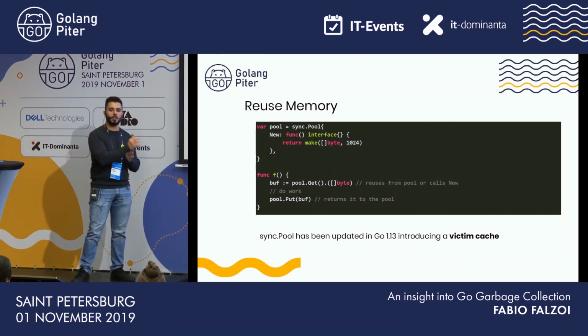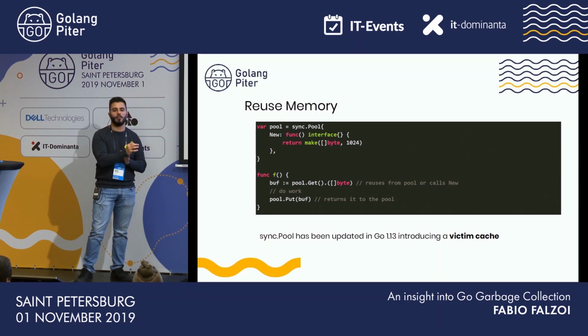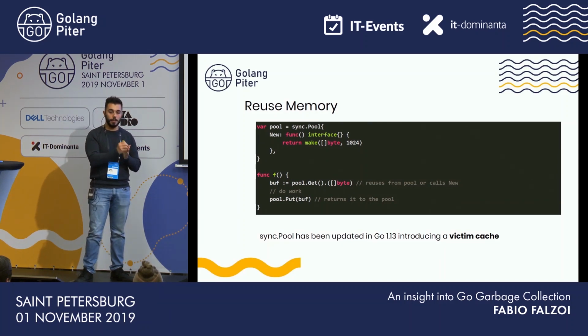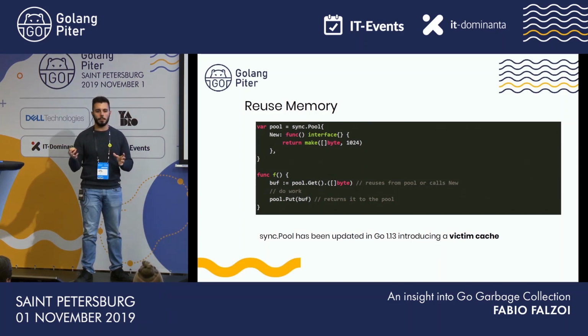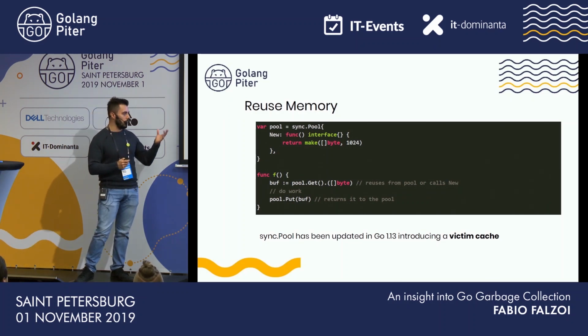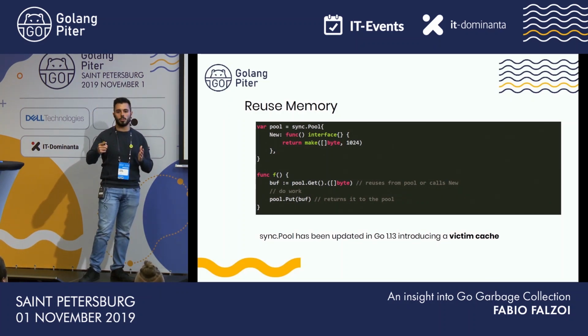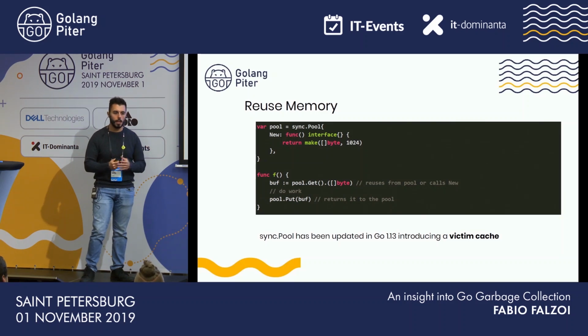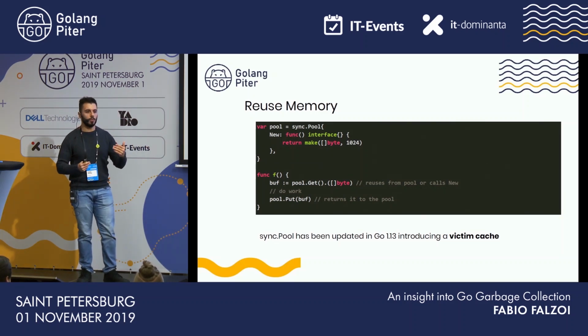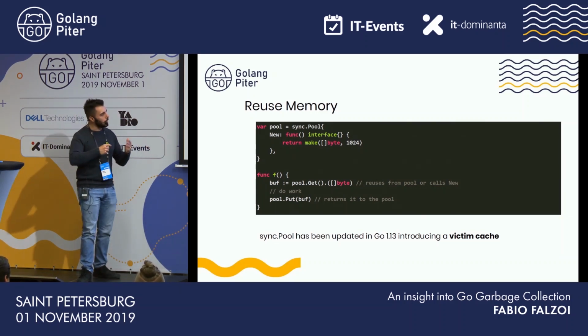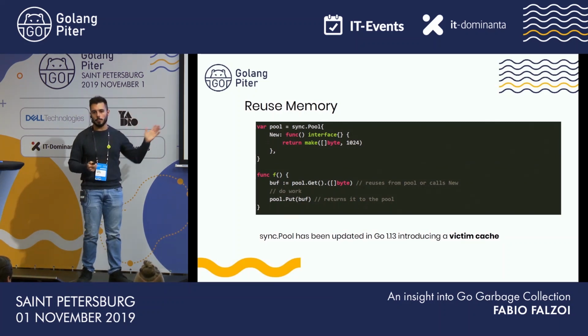Remember that if an object is in the pool and the only reference to the object is in the pool, that object can be reclaimed at any time. But now we have this optimization, so we need 2 garbage collection cycles to reclaim that object. So if you are allocating a lot of those kinds of objects, this is a nice way to reuse them. Besides, sync.Pool is safe to access by multiple goroutines.